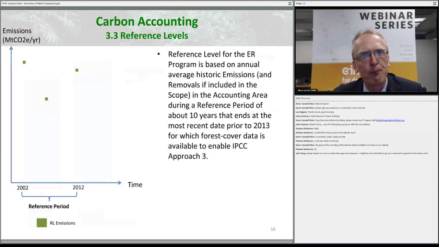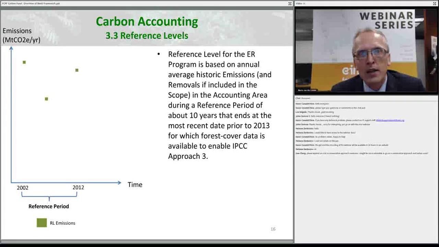Then what the methodological framework of the Carbon Fund requires is that the reference level is based on annual average historic emissions and removals if you include that in the scope. And this annual average historic emissions is calculated over a period of about 10 years that ends at the most recent date prior to 2013, so basically 2012. And the date is related to when forest cover data is available to enable IPCC Approach 3.